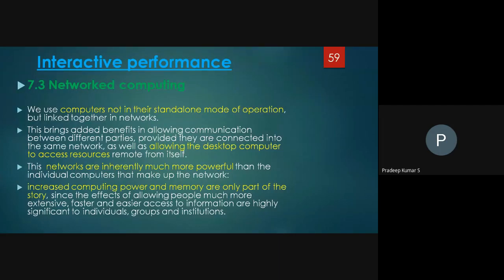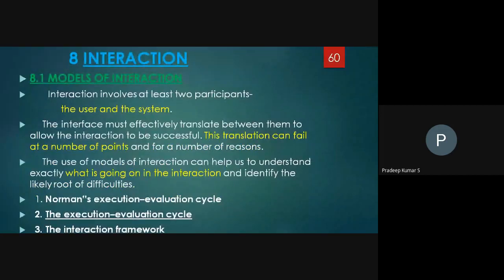Safety should be done in the interactive performance. Next one is interaction. What is interaction? I am teaching you Human Computer Interaction. We are discussing so many topics: initially human memory, input-output devices, later reasoning and problem solving, then memory in computers, then network processing. Later on we come to the 8th chapter, interaction.